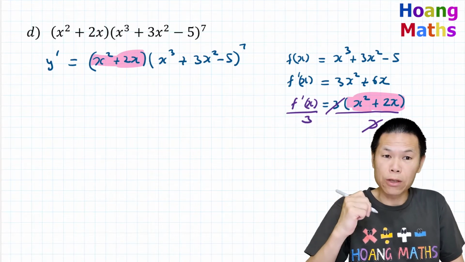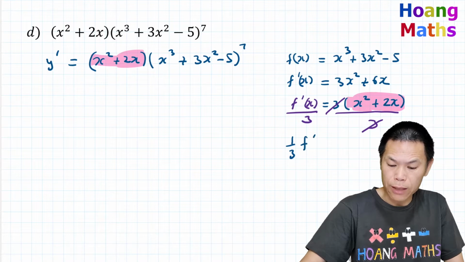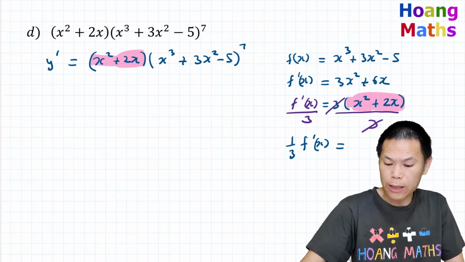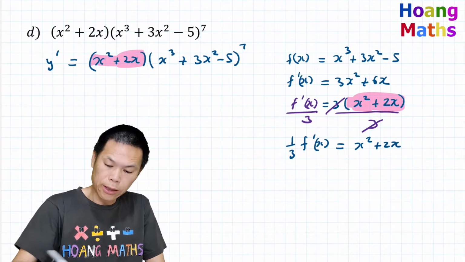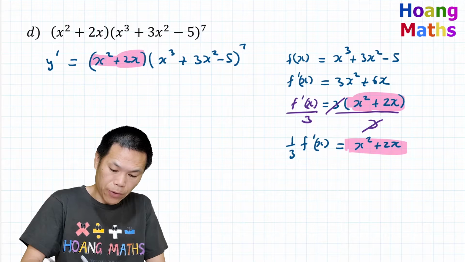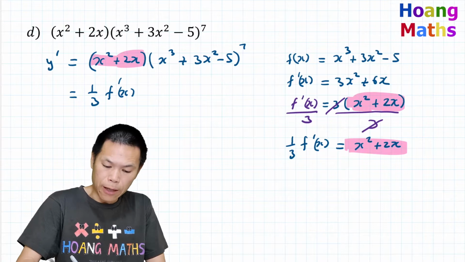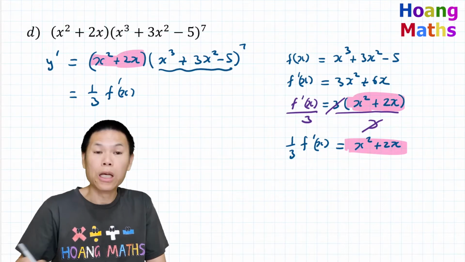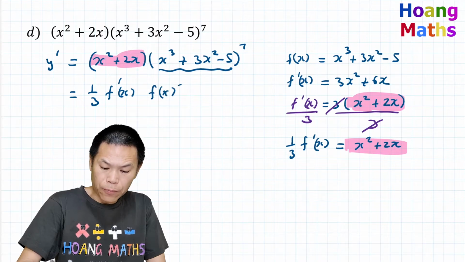So f dash x over 3 is exactly the same as a third of f dash x. So that is x squared plus 2x. So this is 1/3 of f dash x. Let me just write this down. So this is equal to 1/3 of f dash x, and this one here is f of x, so f of x to the power of 7.